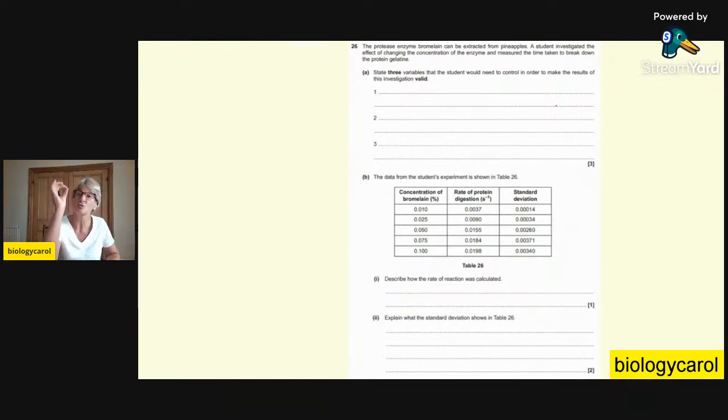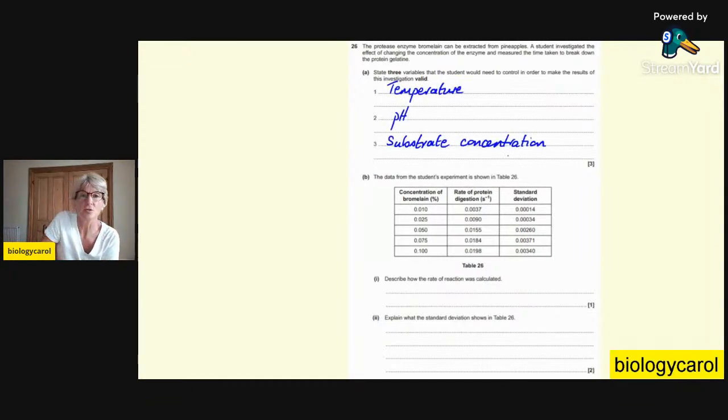Notice that it is control variables as well as having the correct methodology that makes things valid. Repetition also does as well. So these are all the things that affect enzyme action, except for enzyme concentration: temperature, pH, and substrate concentration. Here's the mark scheme.